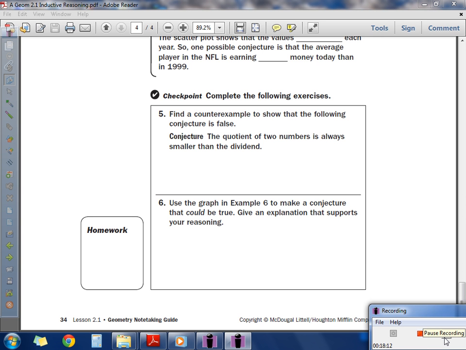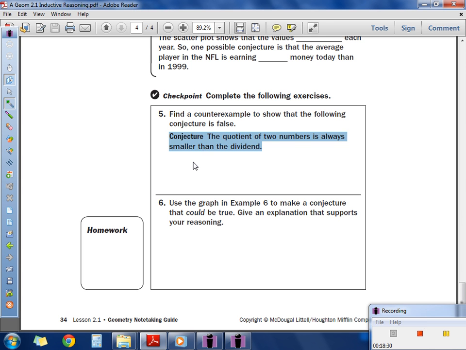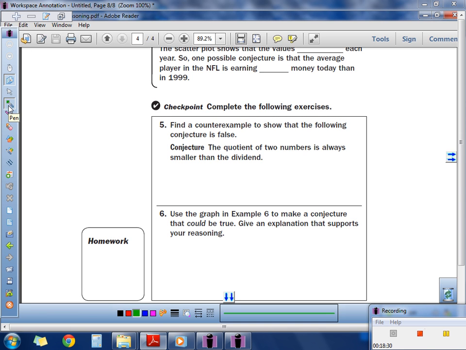Okay. Try checkpoint number 5 now. Read it carefully, then make a counterexample that proves that conjecture false. All right, number 5 says, find a counterexample that proves them false. We want to prove that conjecture false. This is the statement right here that we are trying to prove false. So we've got to be careful. We have to understand what it's asking for first. If you can't read and understand the conjecture, you probably can't go very far.